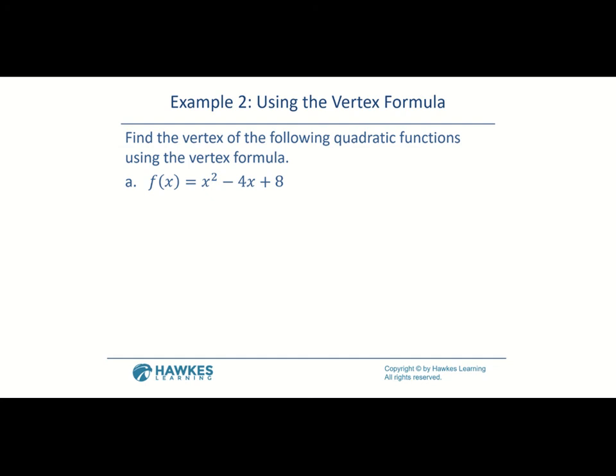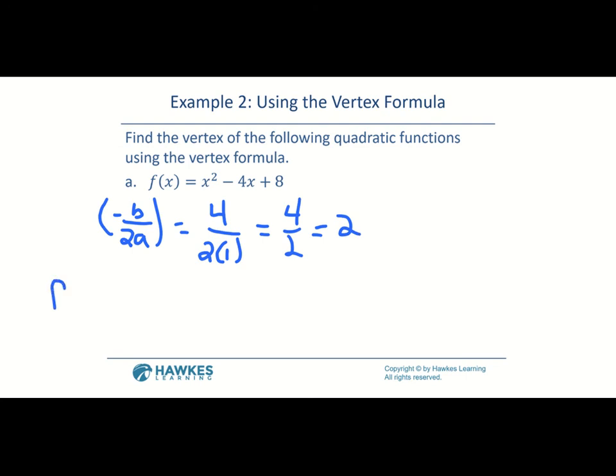All right, so we're going to start off first and do our h value, which is like our x value. And remember, that is the opposite of b over 2a. So we'll do positive 4 over 2, and a would be 1. So we have 4 divided by 2, which is going to be 2. Now, 2 is a pretty easy number. So now what we're going to do is find f of 2. We're going to plug in that x value to find the y value or the k value for the vertex.